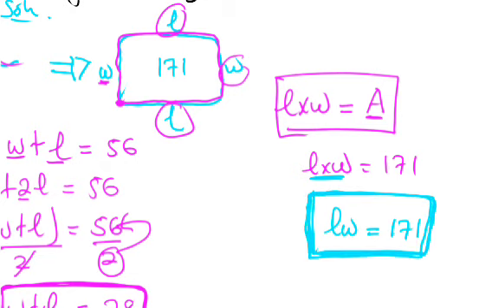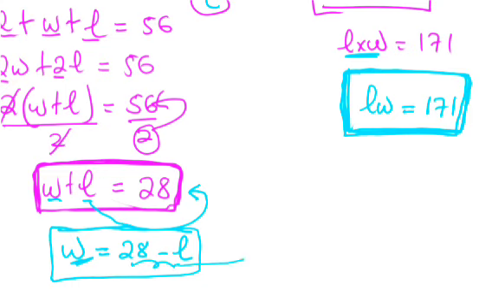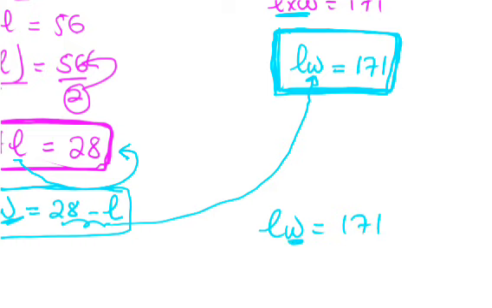Let's make one of these the subject of the formula. Let's take W as the subject of the formula. So we're going to have W is equal to 28 minus L. Now we form equation number 3 from equation number 1. Now we substitute it into equation 2: L times W, where W is 28 minus L, is 171.